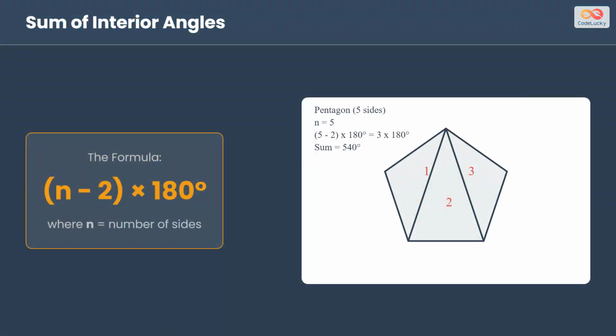There is a magic formula to find the total sum of all angles inside a polygon. It is (n-2) multiplied by 180 degrees, where n is the number of sides. For example, a pentagon has 5 sides, so the sum is 3 times 180, which is 540 degrees.